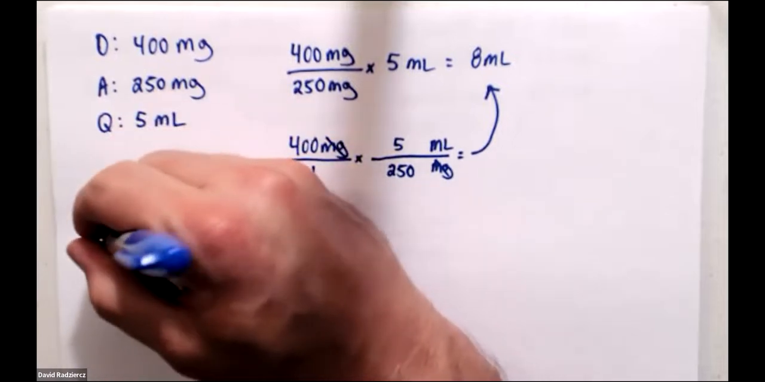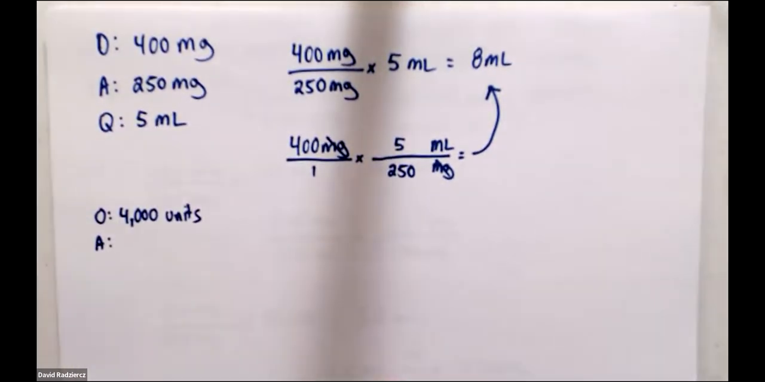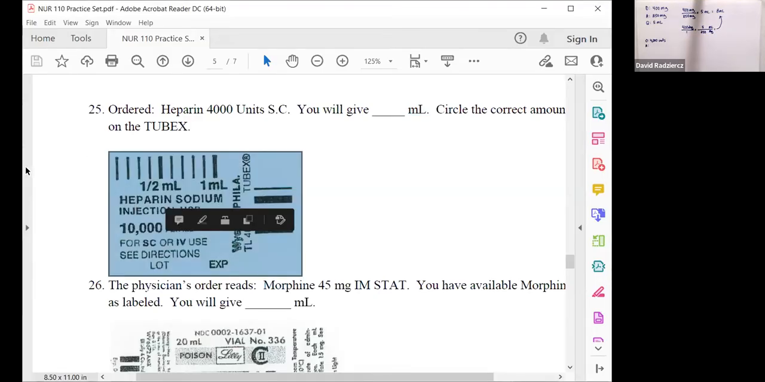I didn't even show you the available, and I apologize. Let me go back to that. When we look at the actual label here, you see where it says 10,000 USP units per milliliter. It also tells you for subcutaneous or intravenous use. So if the label said, or the order said, intramuscular, you might want to question whether or not that order is valid.